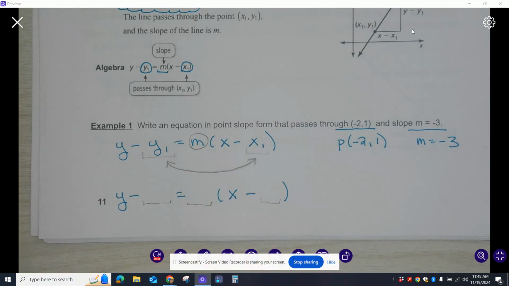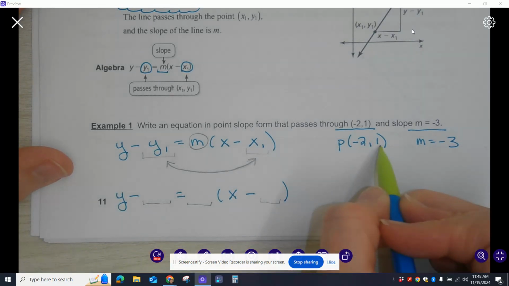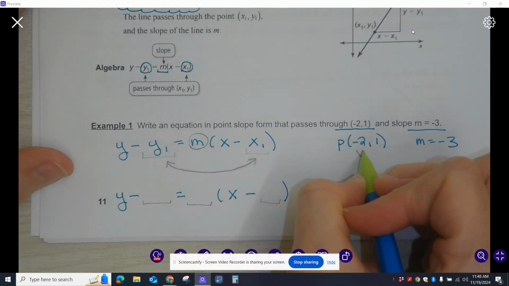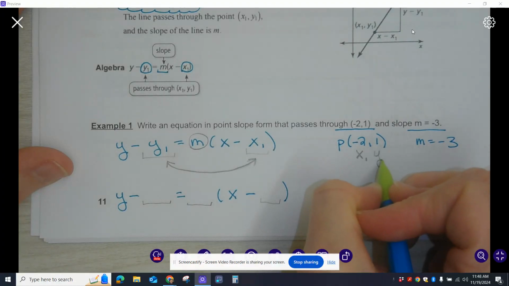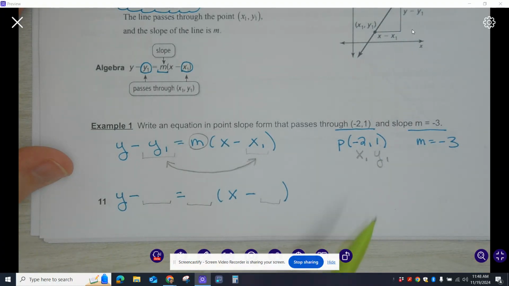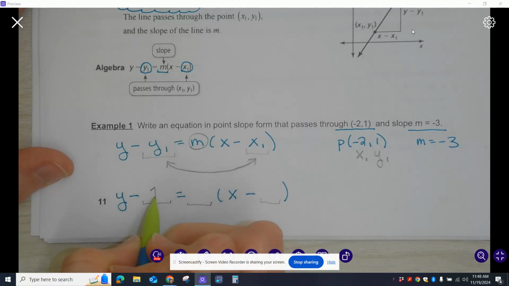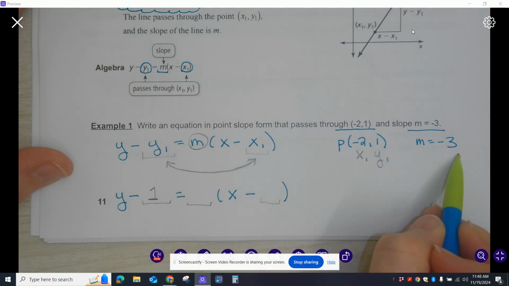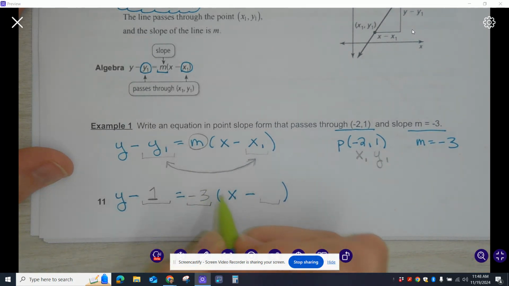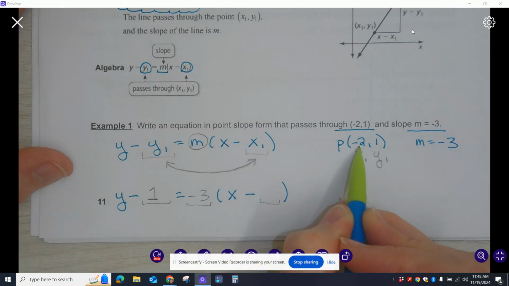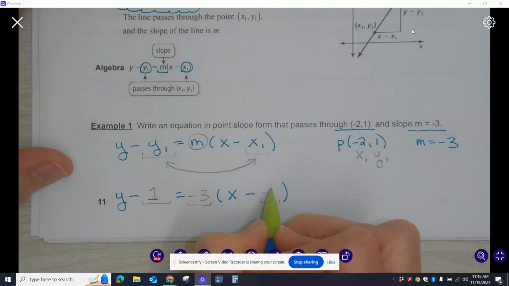So I'm going to do this in a different color. So y minus, there's my y. Actually, let's go over here and label this x1, y1. So add that to your notes underneath the point. So y1 is 1. I'm throwing out the y1 and replacing it with the value 1, equals m. M is negative 3. X minus, so copy, x sub 1 is negative 2. I wrote it right there, negative 2.